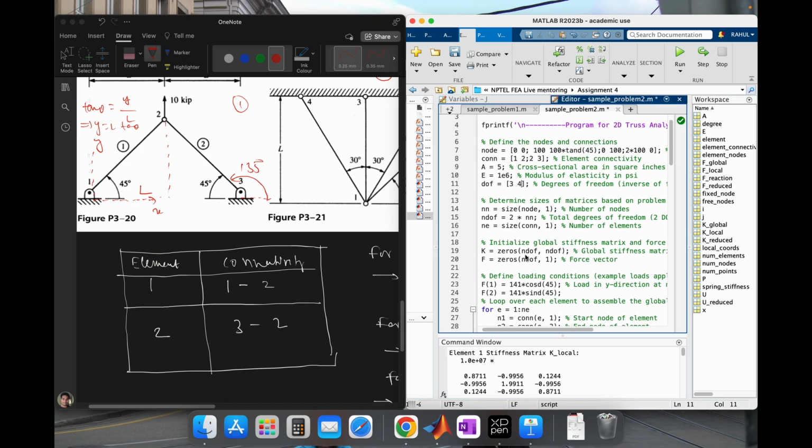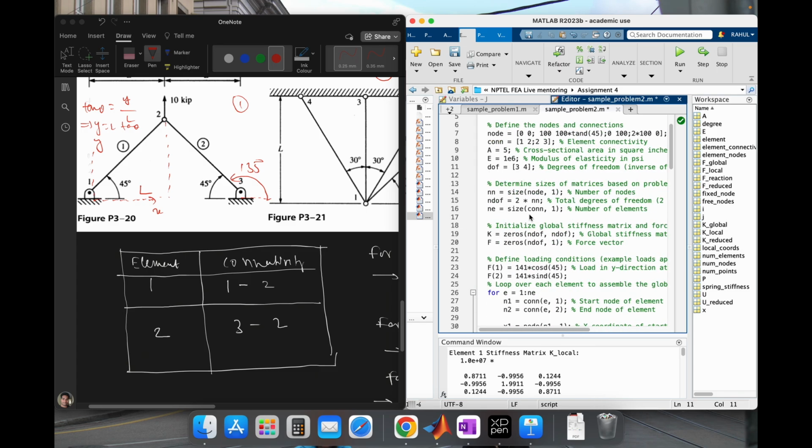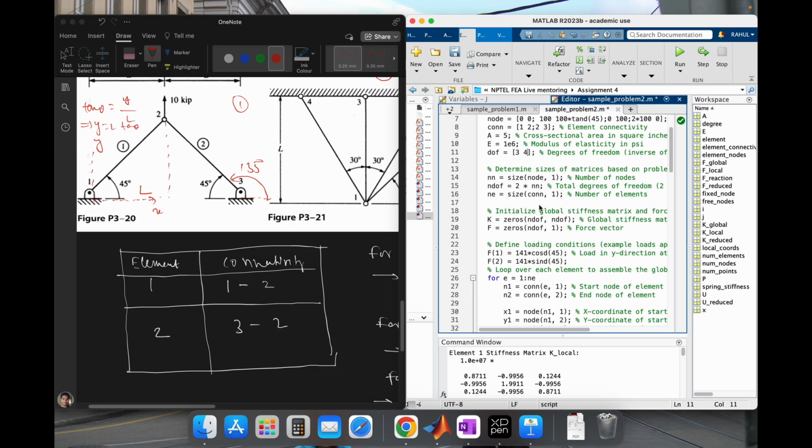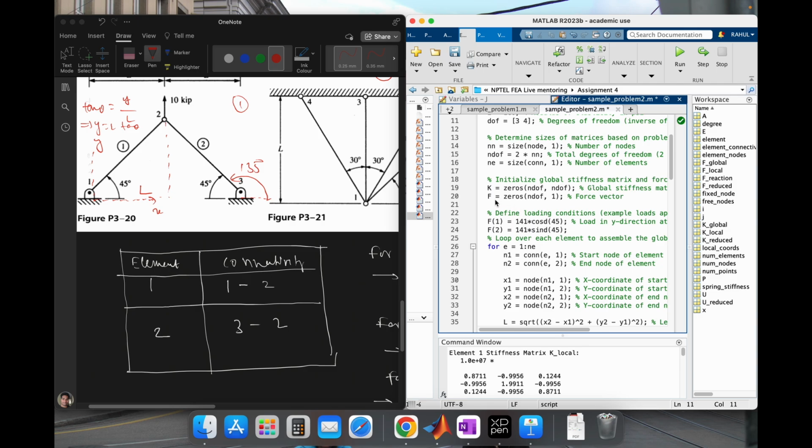Now nn is nothing but the number of nodes, which we can get by using the size function of this node array. The total number of degrees of freedom is 2 times nn. And ne is the number of elements, which we already got. Now we have to initialize the global stiffness matrix, and similarly F.